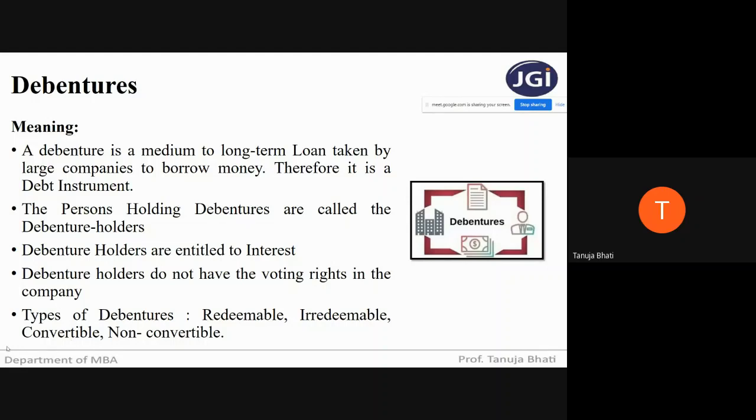Suppose a company is issuing non-convertible debentures. It means that a debenture holder will always remain a debenture holder. If he possesses a non-convertible debenture, he doesn't have an option to convert his debentures into shares in future. So this is all about debentures and how a company can raise its finance with the help of debentures.